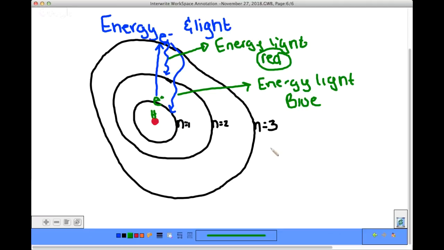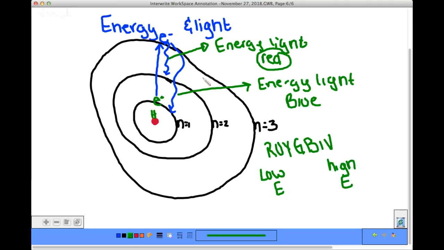So remember, we have a couple different colors. If you think about Roy G. Biv, red, orange, yellow, green, blue, this is low energy. I'm just going to put E. This is high energy. So the further down this electron falls, the more energy is going to release. So we're going to see a different color.